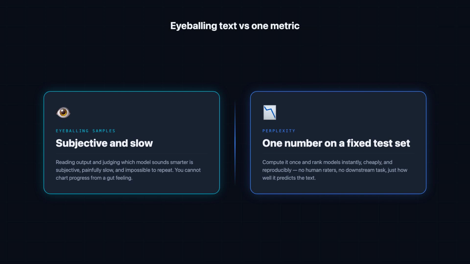Perplexity collapses all of that into one number on a fixed test set. Compute it once and you can rank models instantly, cheaply, and reproducibly, with no human raters and no downstream task required. For years, it was the headline figure tracking progress in language modeling, and it still earns its keep.